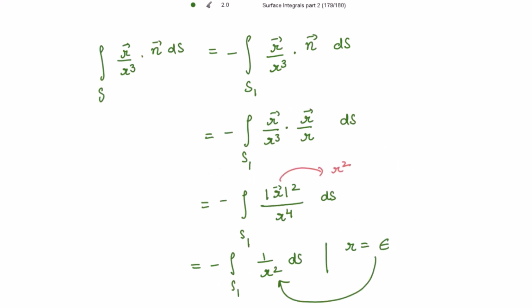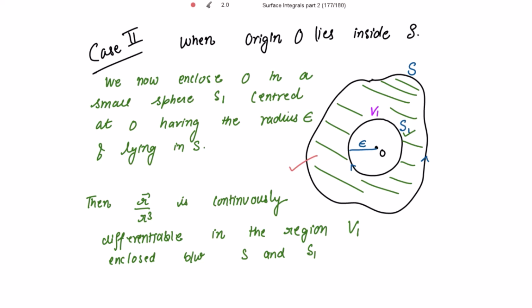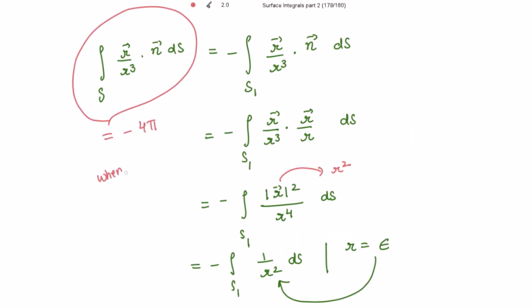So we have got the result that the given surface integral over S is equal to minus 4 pi for the case when the origin lies inside the sphere S. So we have shown both the results. For the origin lying inside S, we get minus 4 pi. For the origin lying outside S, we get the result to be 0 using Gauss's Divergence Theorem.